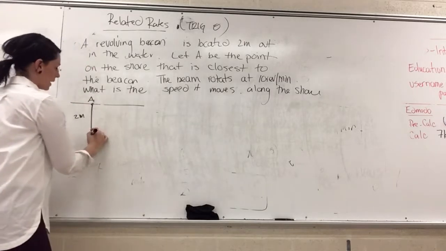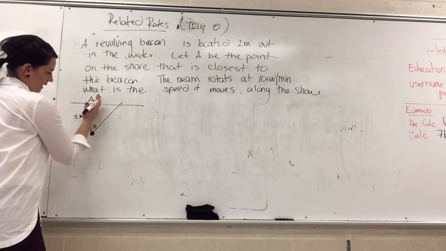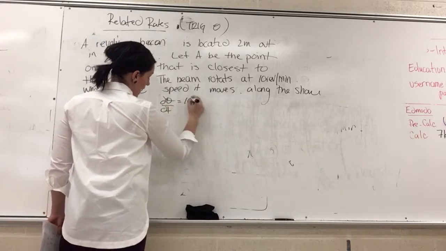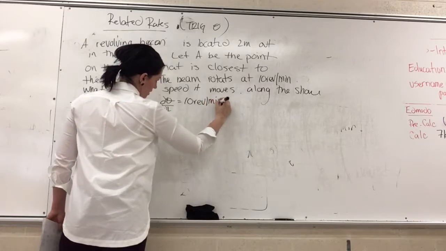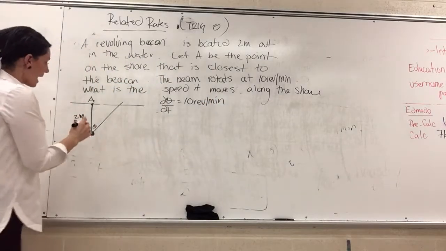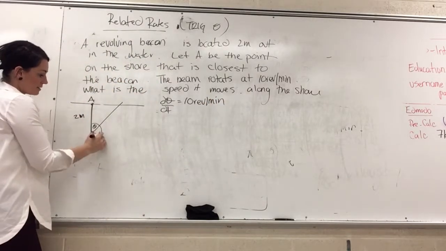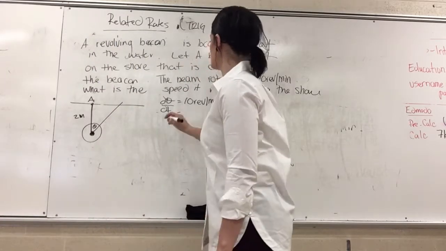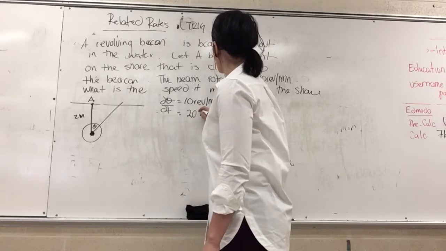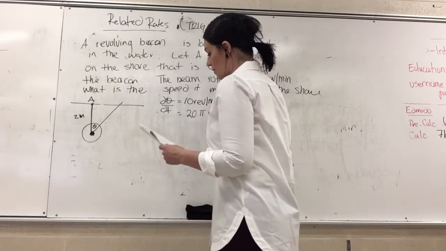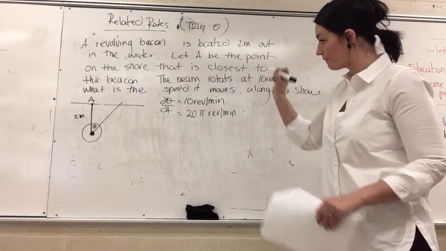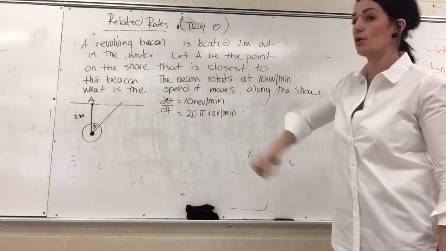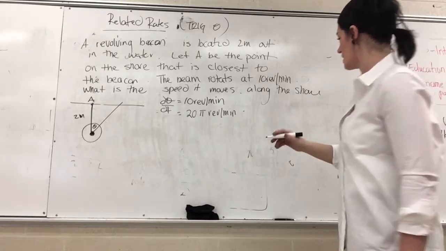Okay, so here's what's happening. This is going like this. So d theta dt is 10 revolutions per minute, which is not actually very helpful to us. If it goes around 10 times in a minute, we could also say that's the same thing as 20 pi radians per minute, okay? Because one full rotation is 2 pi, so it goes 2 pi 10 times in 1 minute, okay?